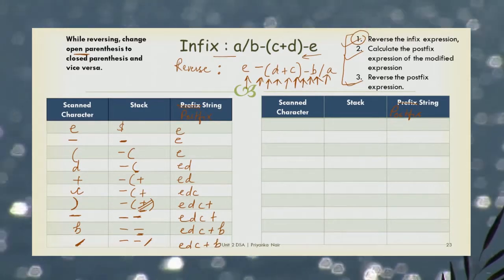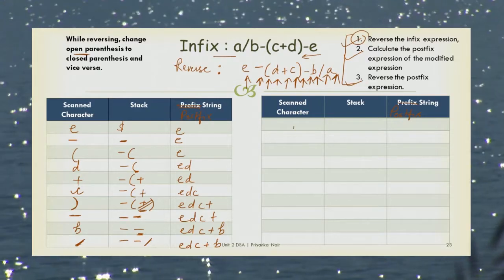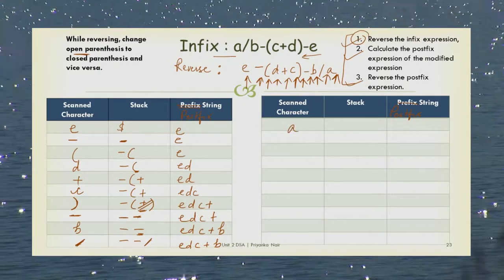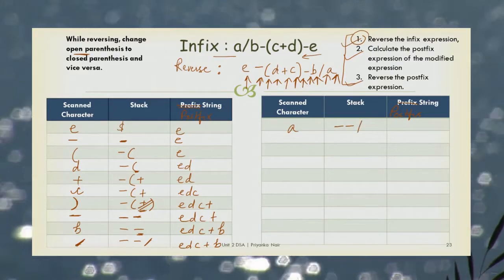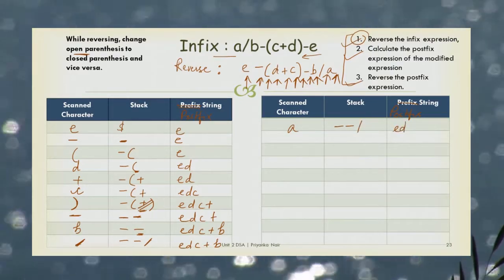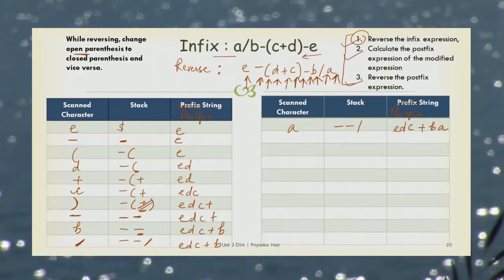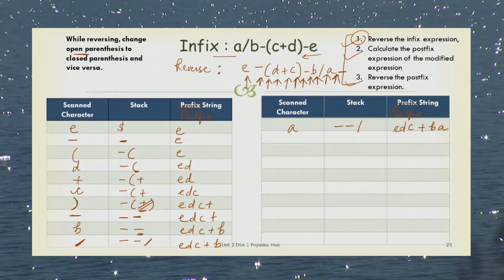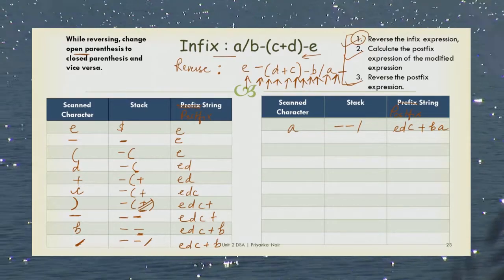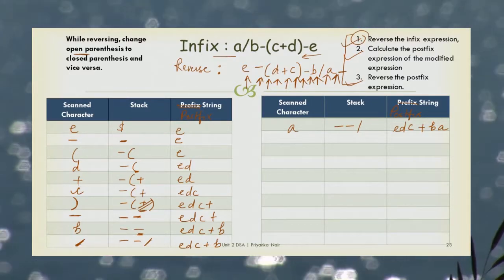Let's come to the next character, that is A. We know that A is an operand, and we directly push it onto the postfix string. So in the stack we have minus minus divide, and here we have EDC plus BA. Now we have reached the end of the expression, so we will be popping the stack, the top first.